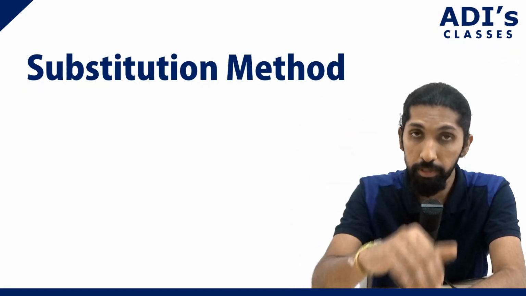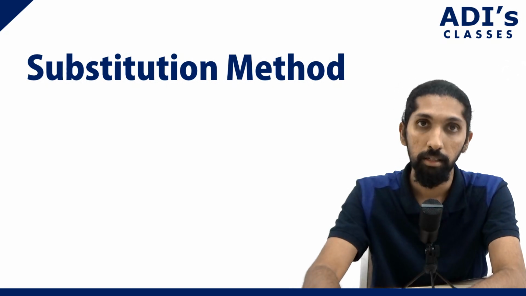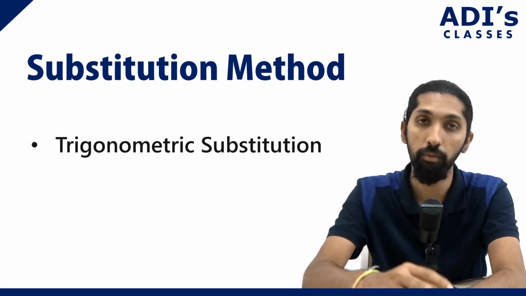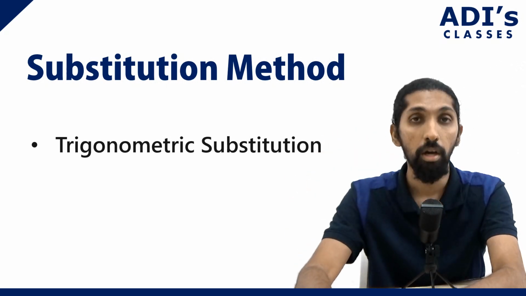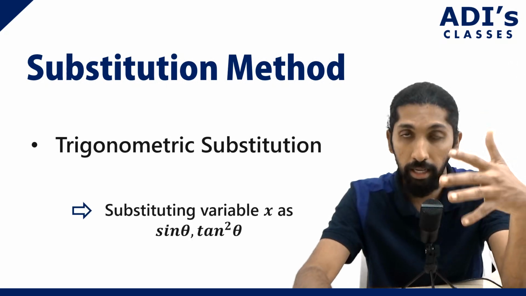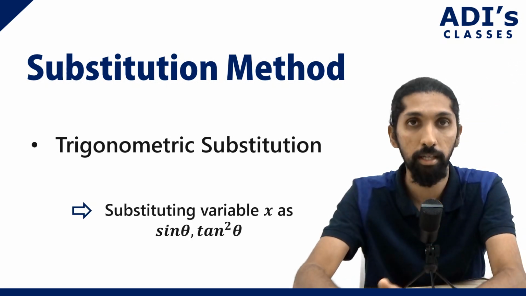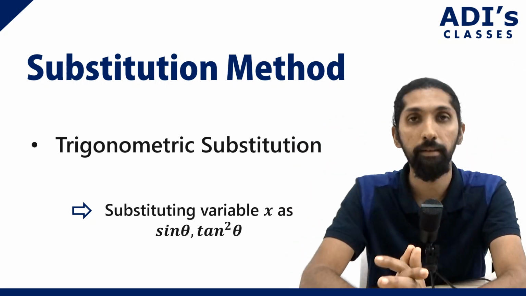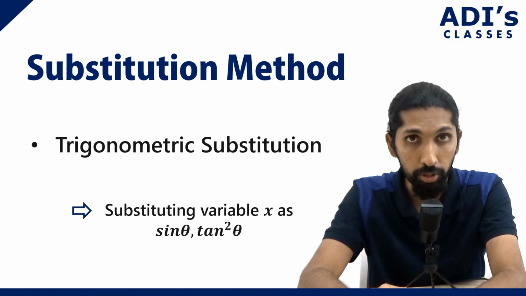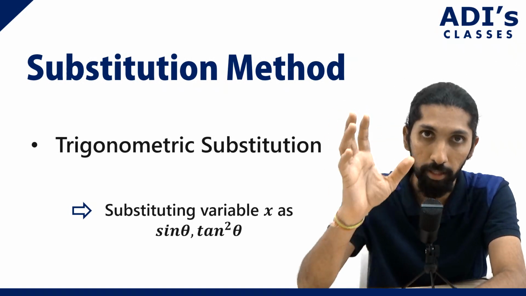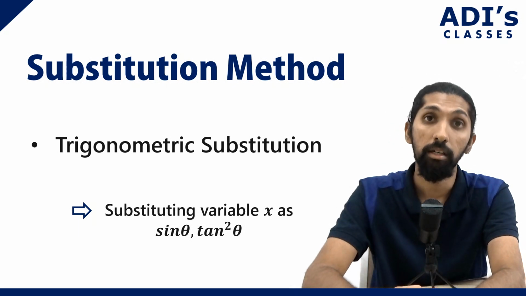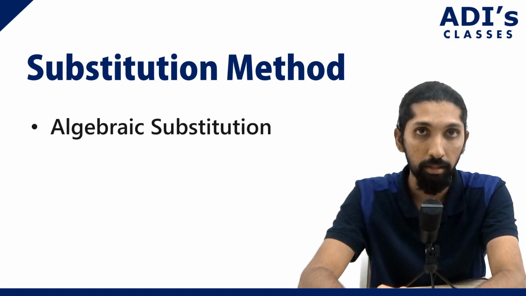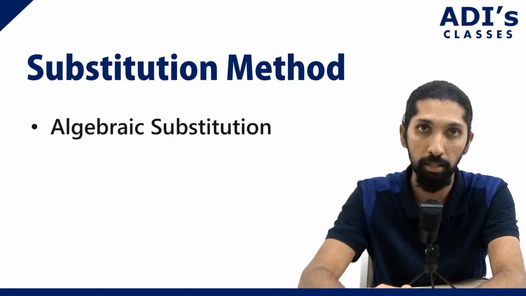Now, within this substitution, you have different forms, isn't it? Like you have trigonometric substitution, right? Once you have the trigonometric substitution, you are taking some variable x in terms of some other trigonometric function like sine, tan square, or cos theta, whatever it can be, right? So this is the substitution, but using the trigonometric functions. Next, within that itself, you have algebraic substitution also, isn't it? So we have algebraic and also trigonometric substitution.